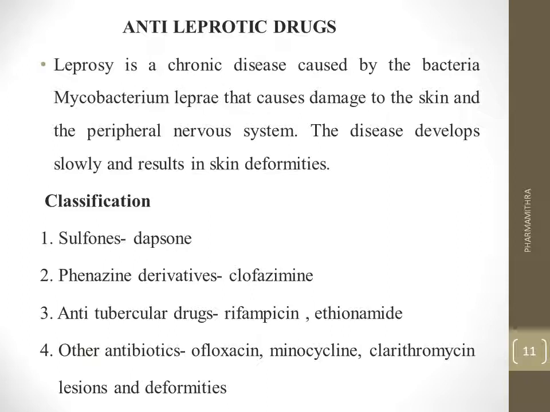Going to the other important category, antileprotic drugs. Leprosy is a chronic disease caused by the bacteria Mycobacterium leprae that may cause damage to the skin and the peripheral nervous system. The disease develops slowly and results in skin deformities. The important drugs used in these conditions are the sulfone, the important one being dapsone, phenazine derivatives like clofazimine, anti-tubercular drugs like rifampicin, and other antibiotics like ofloxacin, minocycline, and clarithromycin, which are used to treat the lesions and deformities.